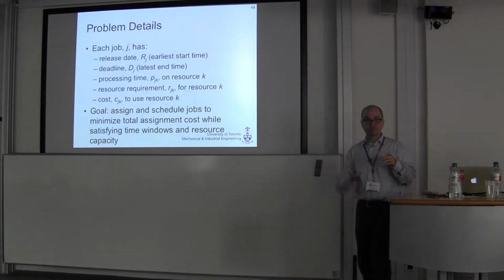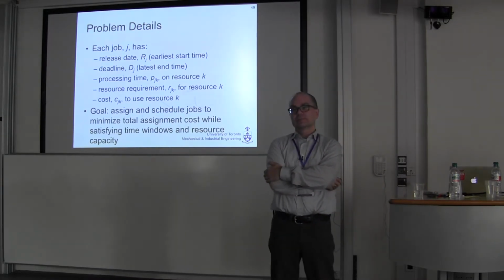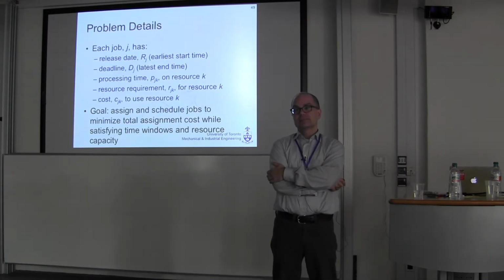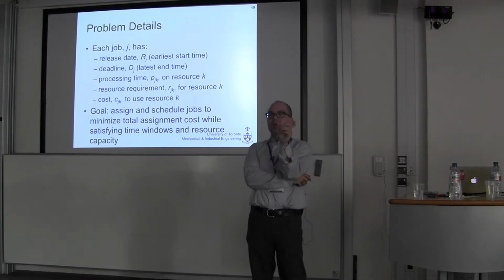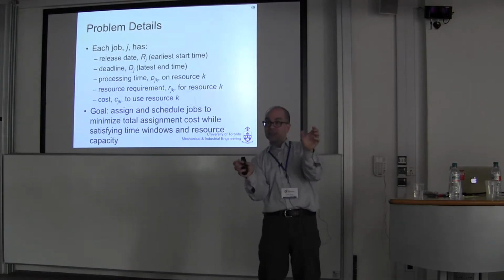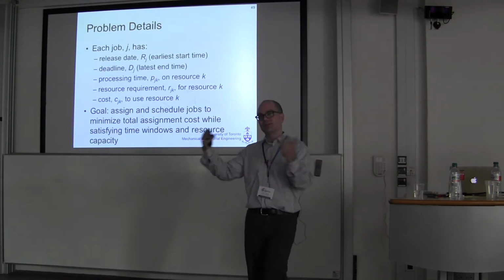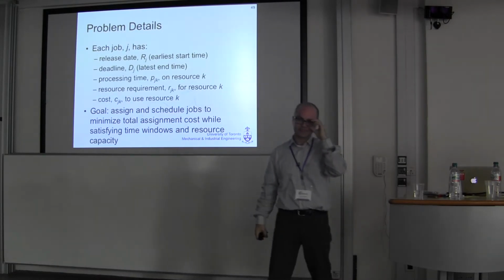Yes, one job can have time 3 for resource number 1 and 5 for resource number 2. Yeah, and there's no necessary relationship amongst them, so one job can be 3 and 5, another job can be 10 and 2, so it's not like one machine is necessarily faster or slower. There's no necessary relationship there, okay?